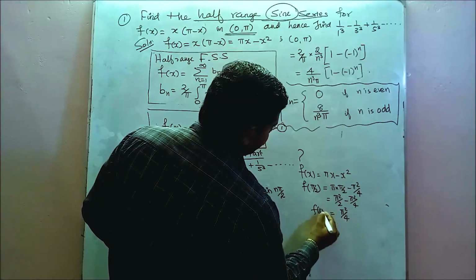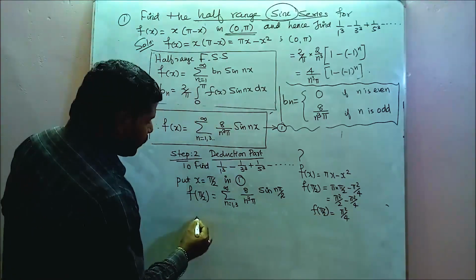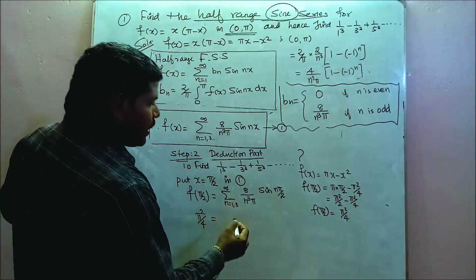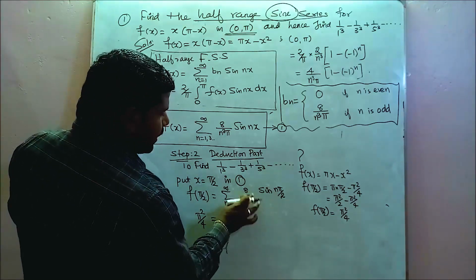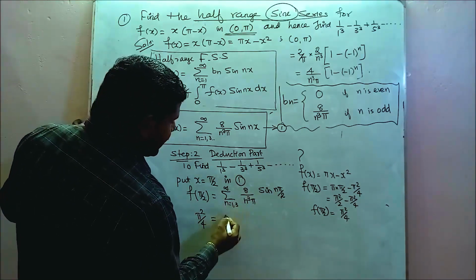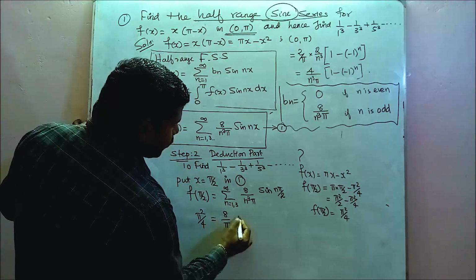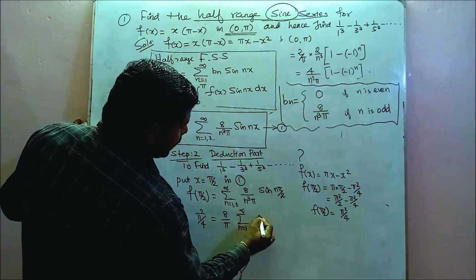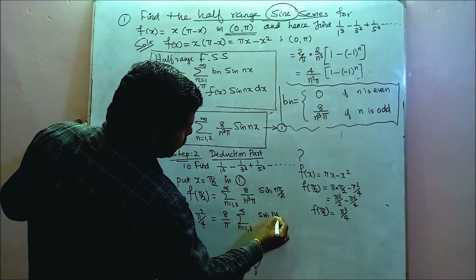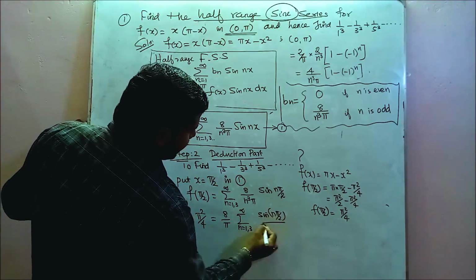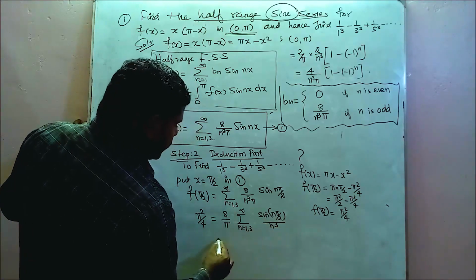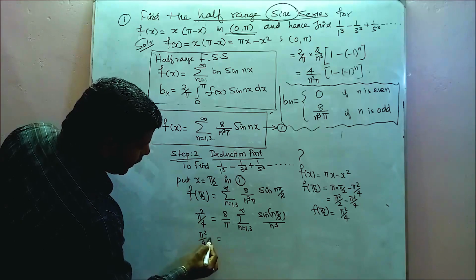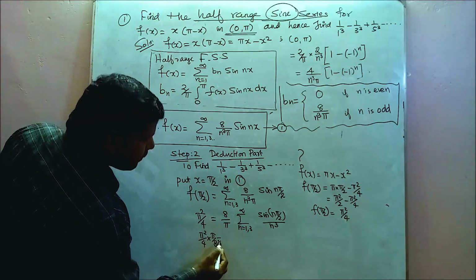f of pi by 2 equal to pi square by 4 அப்படின்னு வந்துடும். Equal to, இங்க 8 by pi constant அதை வெளியே எடுத்துருங்க. So 8 by pi into sigma n is equal to 1, 3 to infinity sin n pi by 2 divided by n cube அப்படின்னு கிடைக்கும். So 8 by pi left hand side எடுத்துருங்க. Pi square by 4 into, so pi by 8 அப்படின்னு கிடைச்சிரும்.